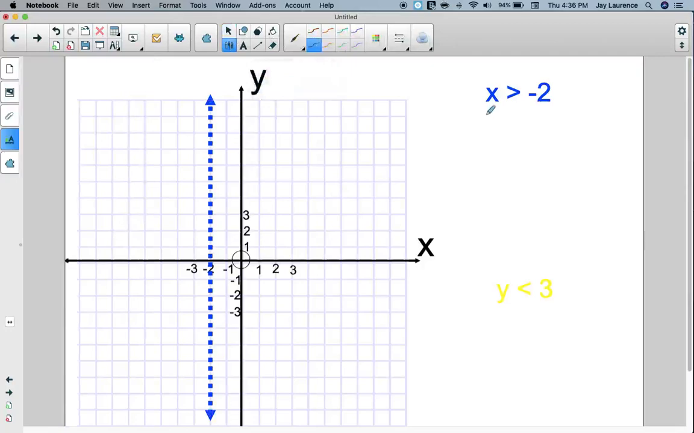Let me plug in 5. 5 is greater than -2, right? So I better be shading where 5 is. Well, 5's over here. So I want to shade this side of the line. There we go.